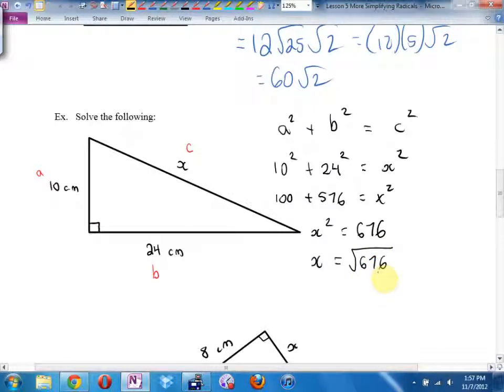Now, the first thing I'm going to check is, does this work out evenly? Does it? Yeah. Oh, it does. If not, from now on, unless they say different, simplest radical form. Pull out any hidden perfect squares and leave the remaining roots inside the radical. This does work out evenly? What is the square root of 676?